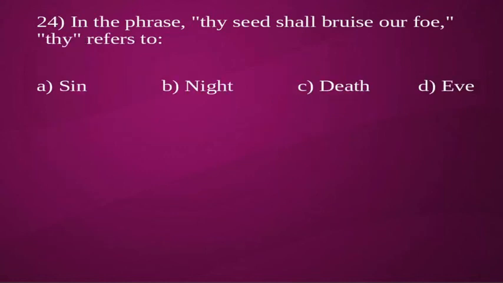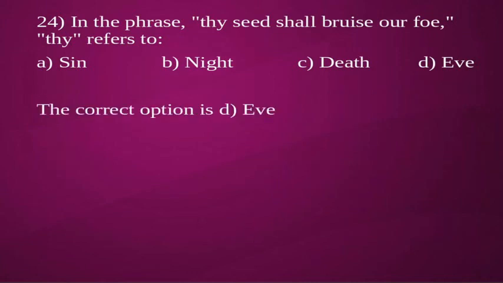Question number 24 is, in the phrase, thy seed shall bruise our foe, thy refers to option A, sin, option B, night, option C, death, and option D, Eve. The correct option is D, Eve.